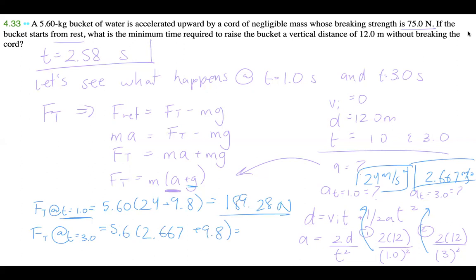And then with 3, it's going to be 2.667 plus 9.8 times 5.6. And the total I'm getting is 69.82 newtons, right? And automatically we can see that the slower this bucket is raised, the smaller the force of tension is.